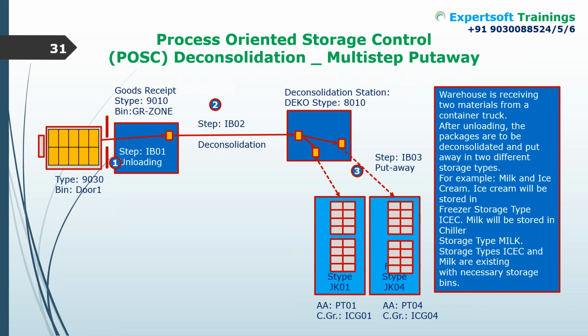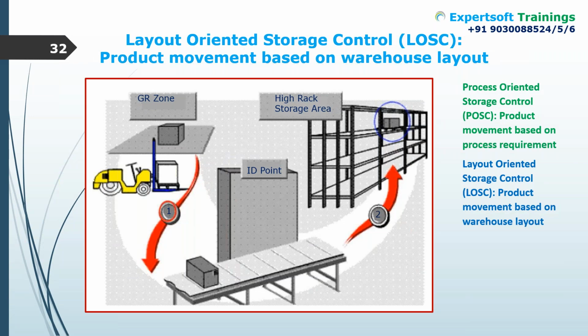That will again come under POSC, that is process oriented storage control. At the deconsolidation station you will do this activity, and POSC and LOSC are the heart of EWM. Process-wise, every warehouse uses either POSC or LOSC. That brings us to our next point, LOSC, layout oriented storage control, where you move your product from one location to another location via some intermediate location. You want the system to generate a warehouse task every time you move that product from a particular area.